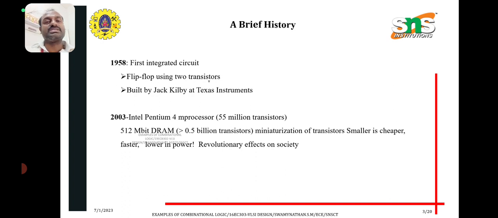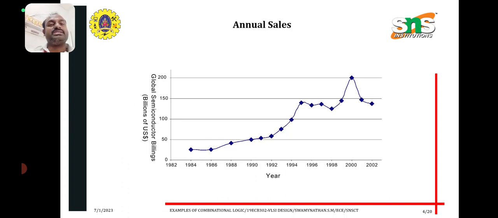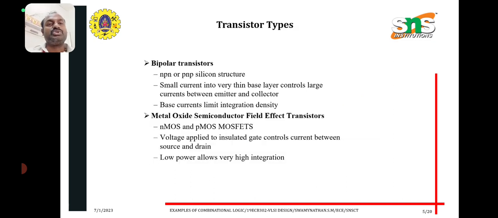Next topic we will discuss. The annual sales increase with the year, as do the global semiconductor billings. It gradually increased from 1980 to 2002.